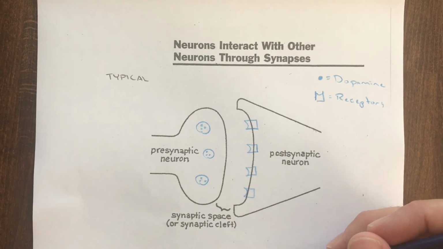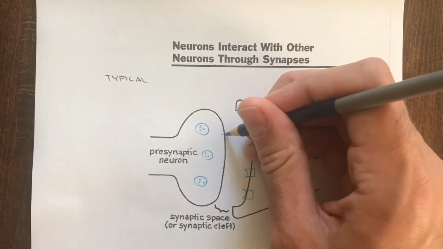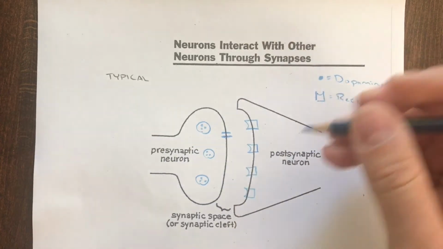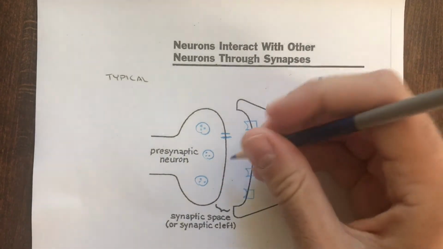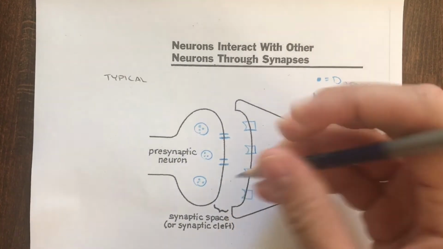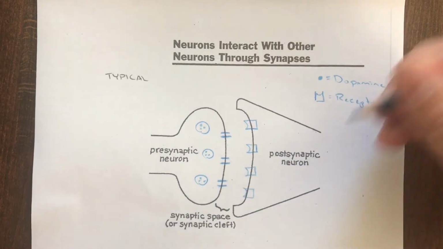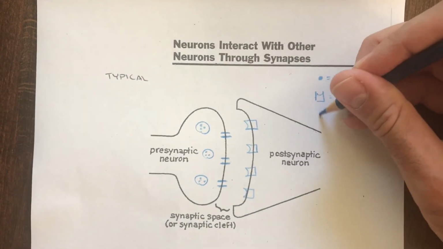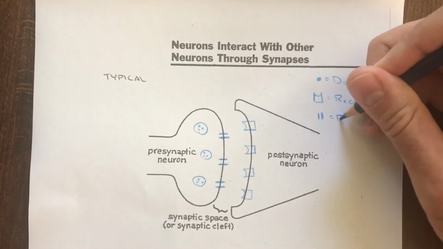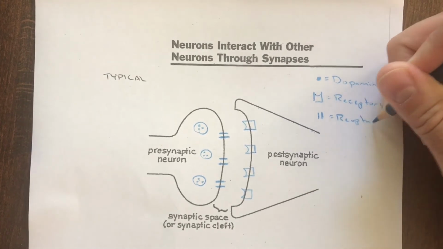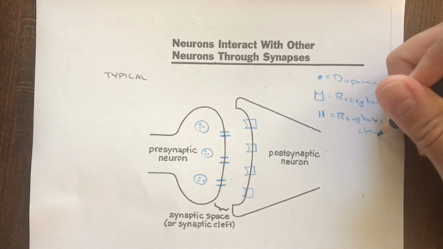And then finally, I'm going to add little proteins that look like this on the other side here. These are our reuptake channels, and you may remember that those get rid of the neurotransmitter after we're done. So these are the reuptake channels.